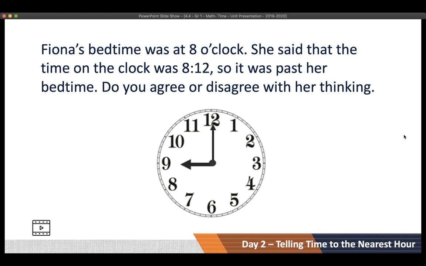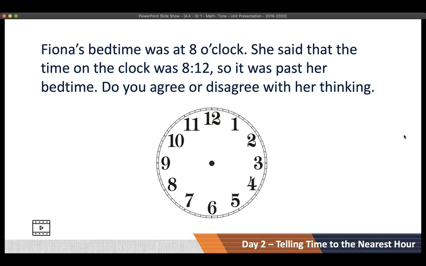The first thing I see is that the hour hand is on the 9, not on the 8. And then the minute hand is on the 12, which does not mean 12 minutes. It means 0 minutes into the new hour. So the clock we're currently looking at shows 9 o'clock.